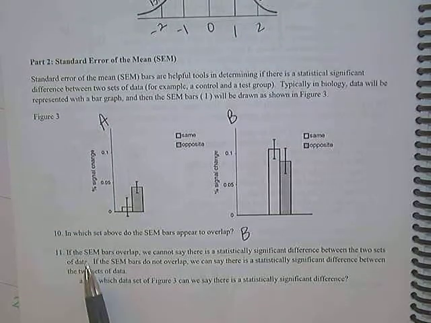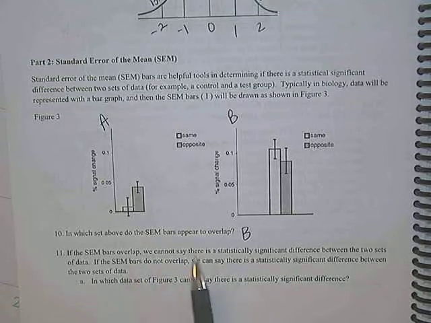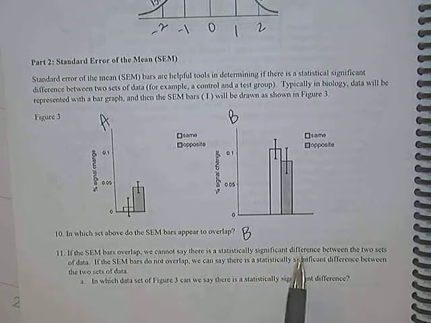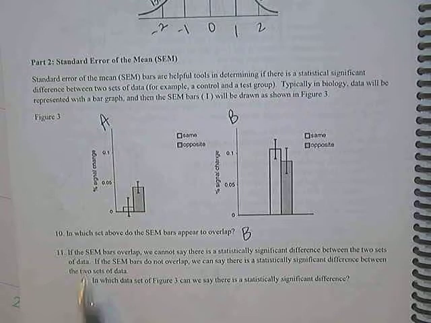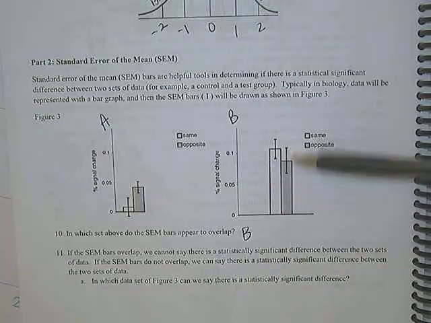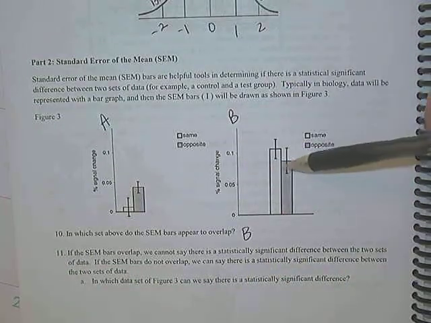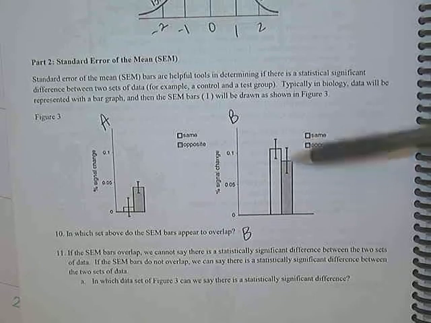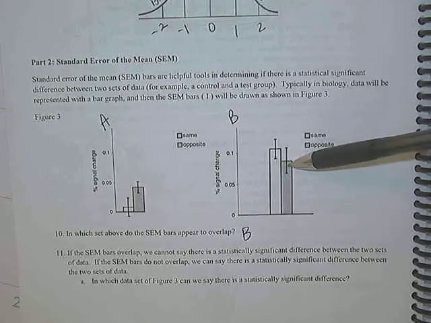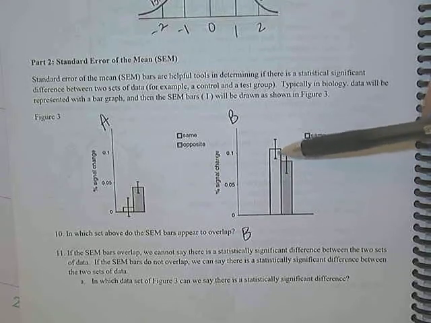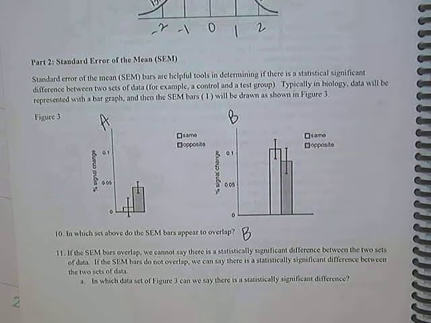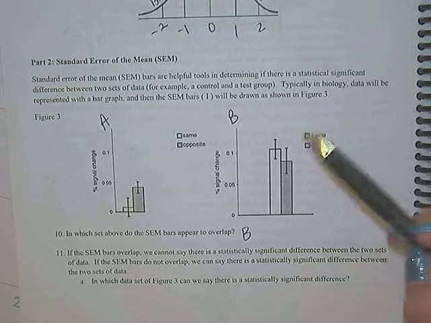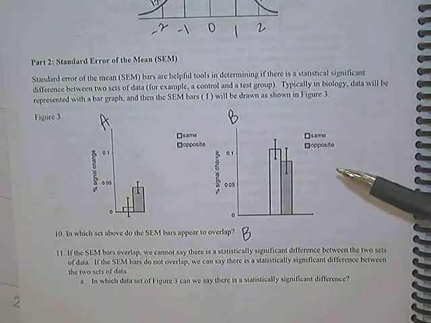So if the SEM bars overlap, we cannot say that there is a statistically significant difference between the two sets of data. If they overlap, that means the true average of this group is overlapping the true average of this one. The thing you've got to remember is that most of the times when we're doing these experiments, we are looking at a very small sample size.